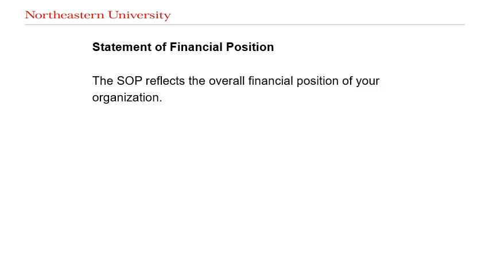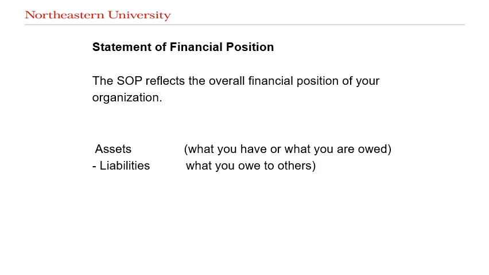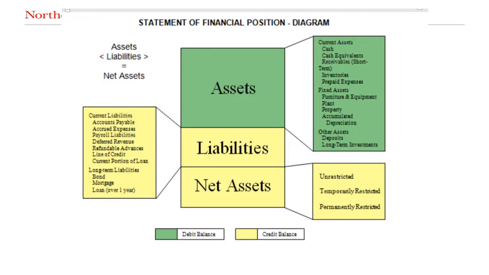Next report is the statement of financial position, which is reflecting the overall financial position of your organization, everything, not just revenue and expenses. It's going to look at your total assets, everything you have, everything you own, everything you're owed, and subtract your total liabilities, everything you owe to others, and give you your net assets, what's left over.